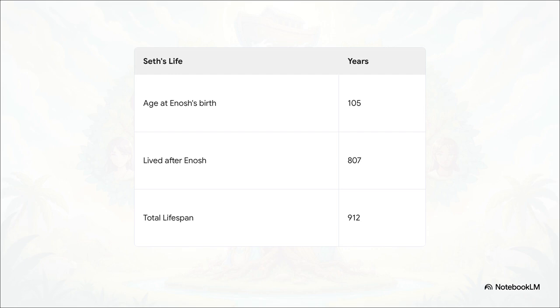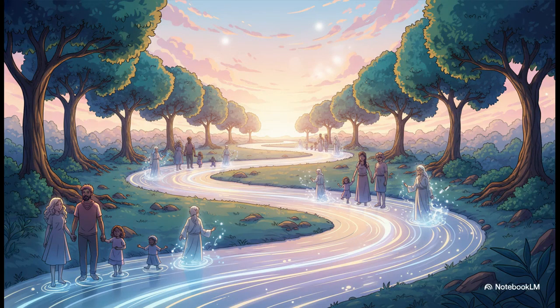So you see, the pattern is now locked in tight. And there it is again, that final phrase. Seth lived this incredibly long life, had a bunch of other kids, and then he died. It's this hypnotic rhythm, just marching on, generation after generation.